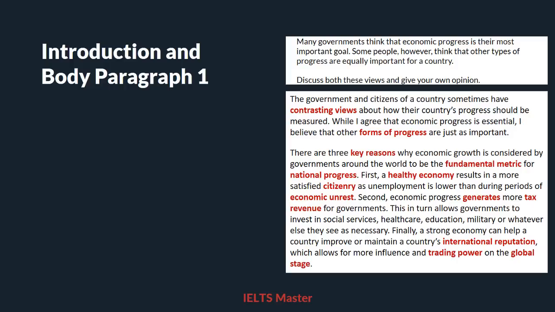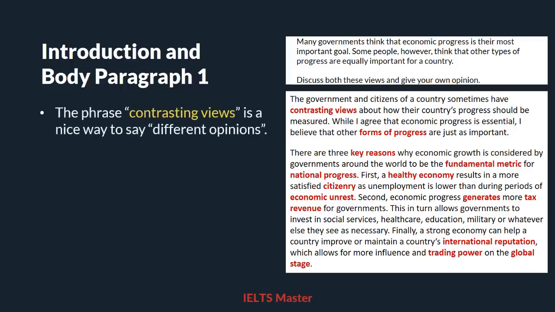All right, so I've highlighted some of the high-level vocabulary in red, not all of it, but some of it. And let's take a look. First, we have the phrase contrasting views. This is a different way to say different opinions. It's a nice way to say different opinions, contrasting views. It doesn't sound too fancy, doesn't sound too strange or too unnatural, but it's a little bit high level.